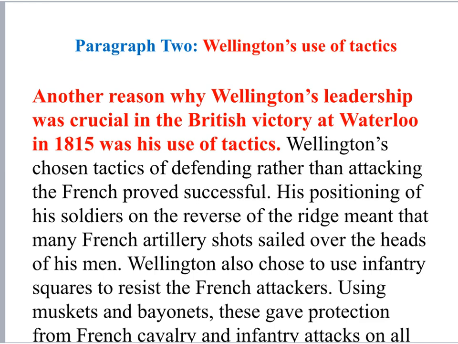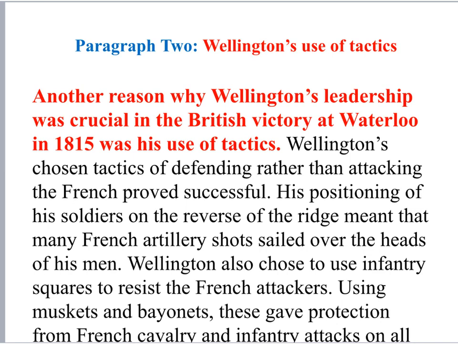So, on to the second paragraph. In the question we were given Wellington's use of tactics as something we might want to talk about. So we've done that here. And again, we've started the paragraph with a link to the question. Another reason why Wellington's leadership was crucial was his use of tactics. And again, you've got a nice paragraph which just goes into some of the details here.